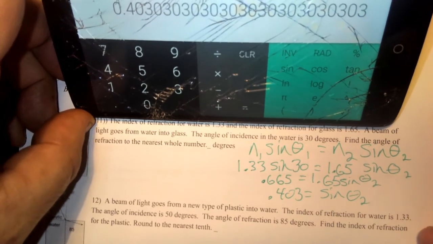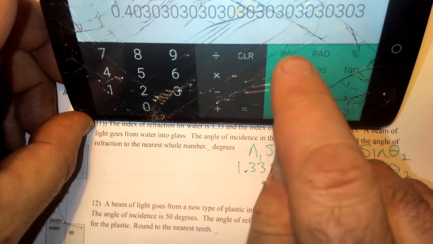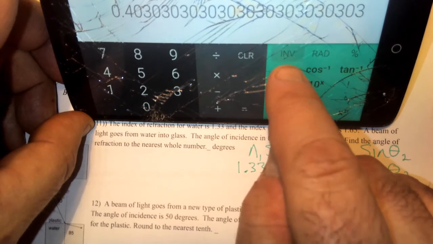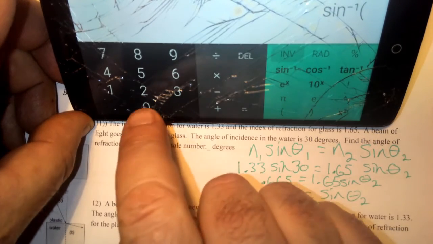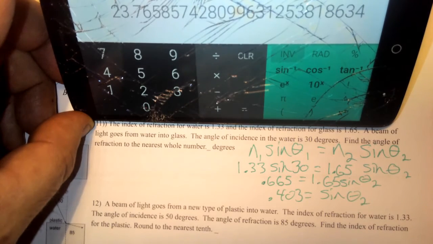Now I don't want to know the sine of the angle, I want to know just the plain old angle. So I take the inverse sine of both sides. So I'm going to hit inverse, inverse sine, there we go. The inverse sine of 0.403 equals, I get 23.7.